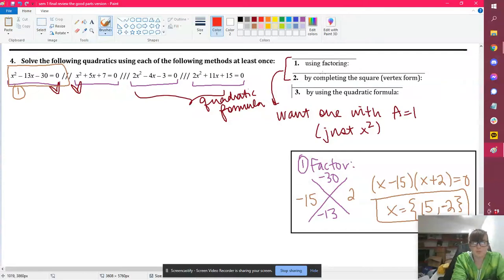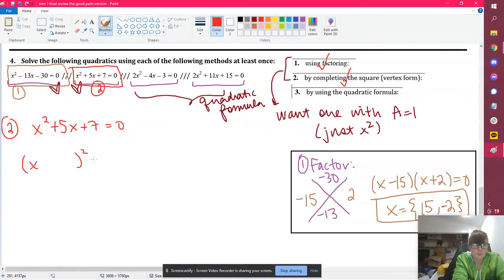For my second one, I've used factoring. I don't have to use it again if I don't want to. I'm going to do my second one by completing the square. Right, this is number 2. And it's because, again, I don't really want to do ones with a terms that aren't 1 for completing the square. So I've got my thing. I write in my vertex form. I divide this number by 2. I square this number.